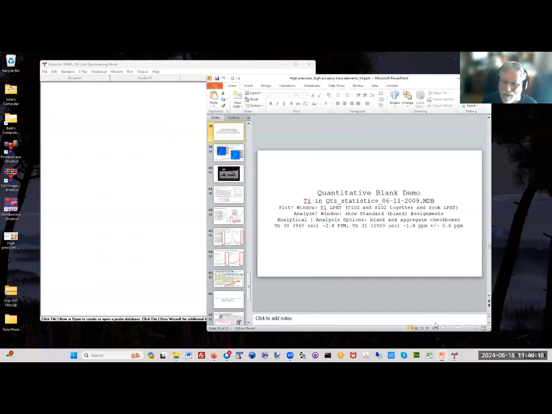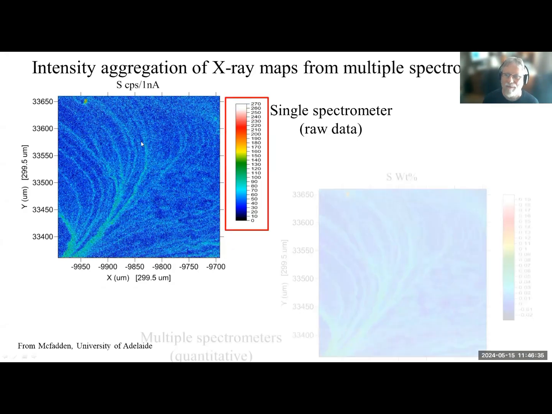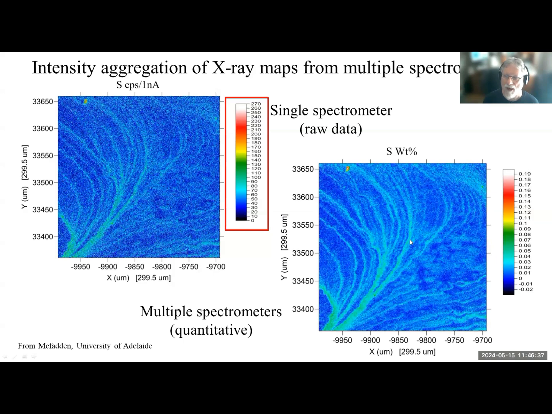Okay, let's go here. We can do the same thing on maps. We can combine spectrometers on maps. This is an example that Aoife McFadden did at the University of Adelaide, looking at sulfur and other trace elements in these otoliths. Here's just the raw data. But then she combined the data from multiple spectrometers and quantified it, and now we get a much better map. Again, it didn't take any longer. She just had to measure that element on multiple spectrometers.